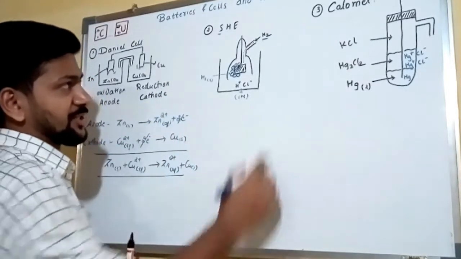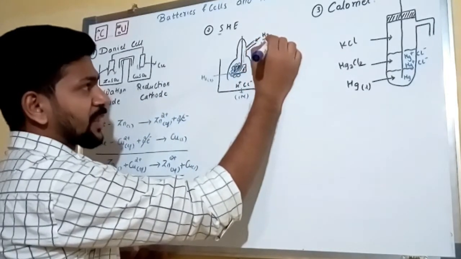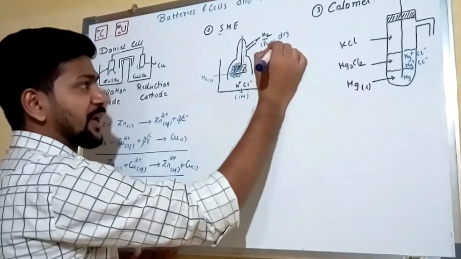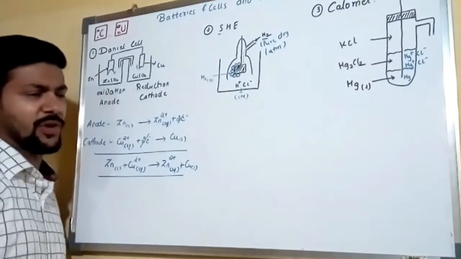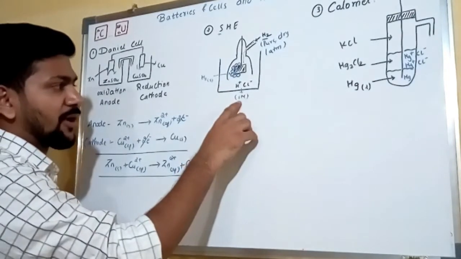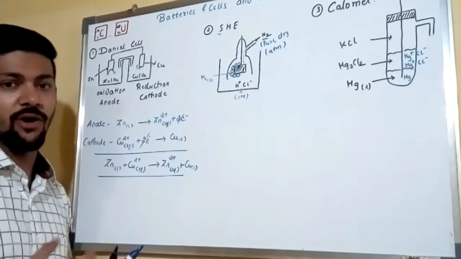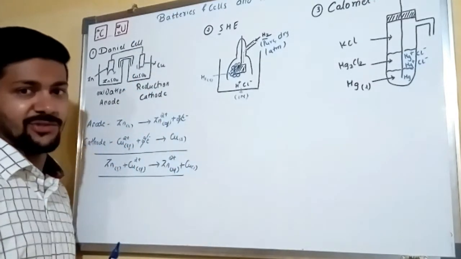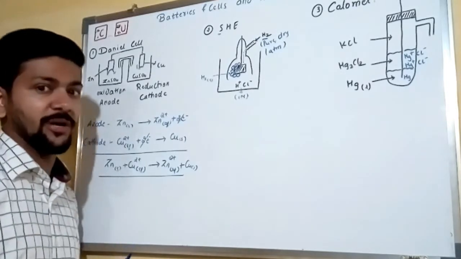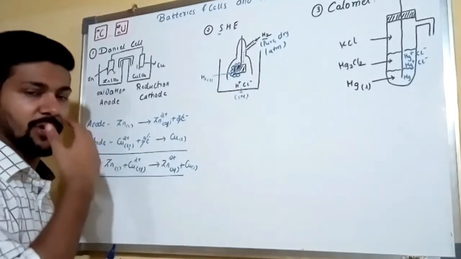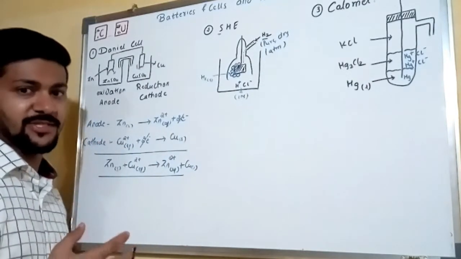Now what should be the condition? Your hydrogen has to be pure, it has to be dry, and it should be pumped at 1 atmospheric pressure. As we all know, what are the drawbacks of this SHE? The drawbacks of this SHE are that you cannot keep a 1 molar HCl solution for a long time, as HCl will evaporate. You cannot get pure and dry hydrogen gas, and it cannot be pumped at 1 atmosphere for a long time. So these are some drawbacks of SHE. Please do remember them. It's one of the most important questions asked in your HSC board exams.